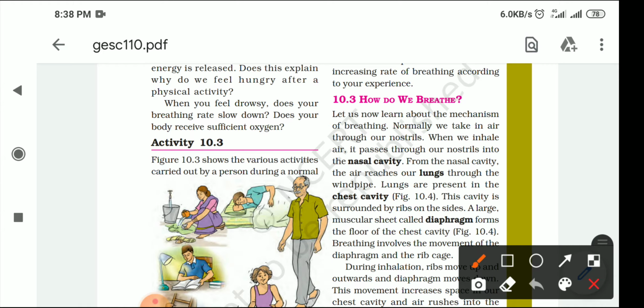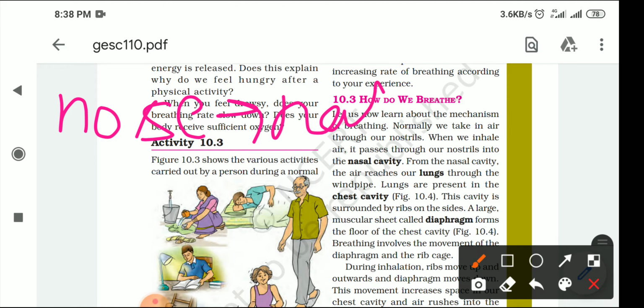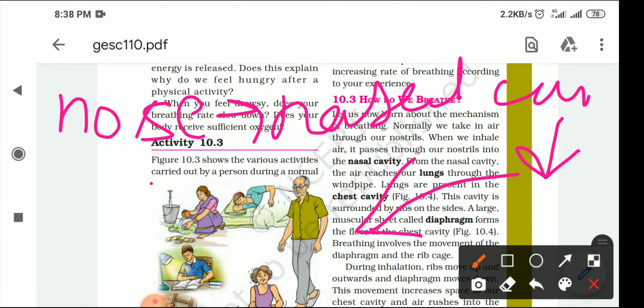Okay, so when we are talking about the breathing process, first of all, you know that we have an external organ by which we take in oxygen, like the nose. So first of all, the air passes through the nose to the nasal cavity. So first it is the nose, and after the nose this air passes to the nasal cavity, and through the breathing pipe this air goes inside the lungs. Fine, this is our lung.